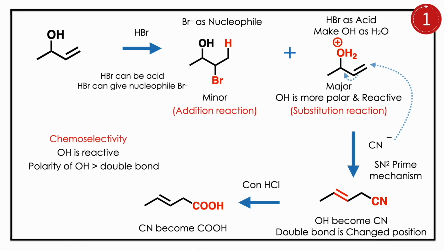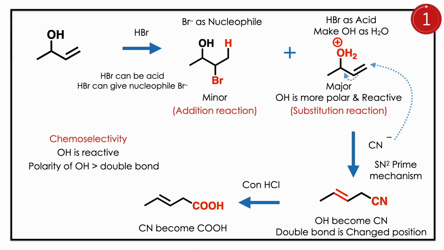Here the question is all about selectivity: how HBr behaves, or which functional group reacts, OH or alkene. Here HBr behaves as an acid because alcohol is more reactive than alkene. Because alcohol is more polar than the double bond, the reaction happens with substitution, not with addition.